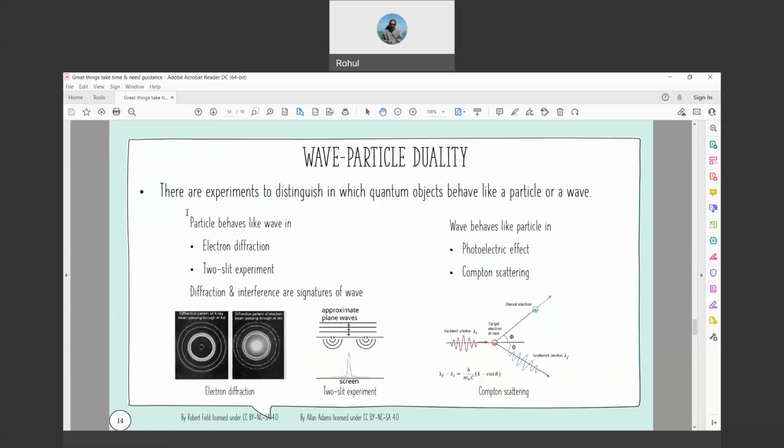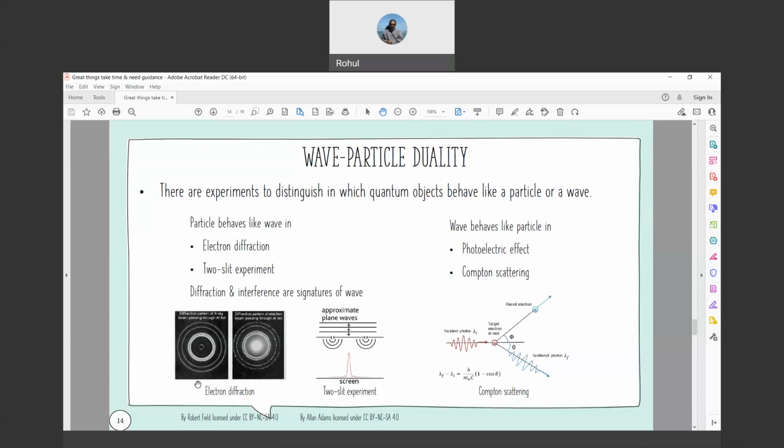With wave-particle duality, there are experiments to distinguish whether a quantum object behaves like a particle or a wave. Particles behave like waves in electron diffraction or the two-slit experiment. Diffraction and interference are signatures of wave. If you observe these two things, then you are sure that it behaves like a wave.